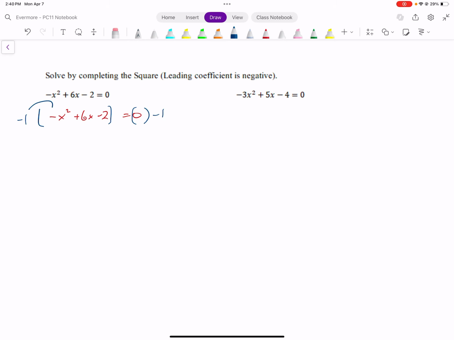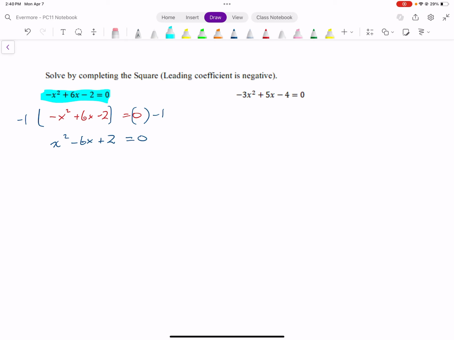And when you multiply both sides by negative 1, this would be x squared minus 6x plus 2 is equal to 0. So now you have an equation that's equivalent to the original, but in a much nicer form. So feel free to solve that.